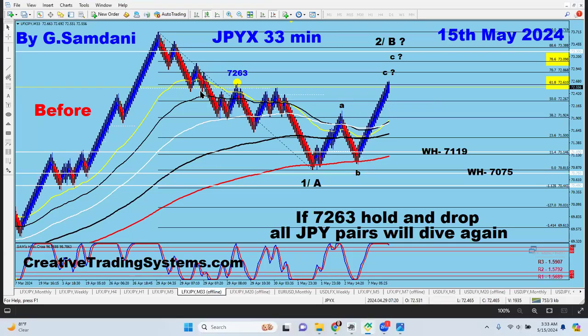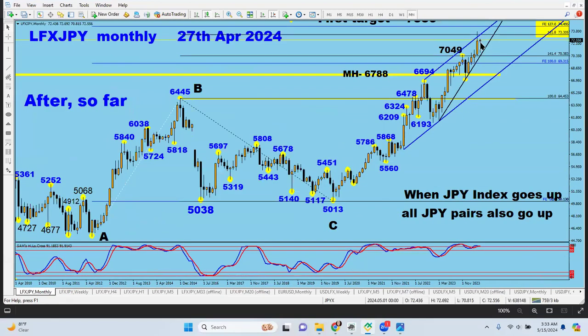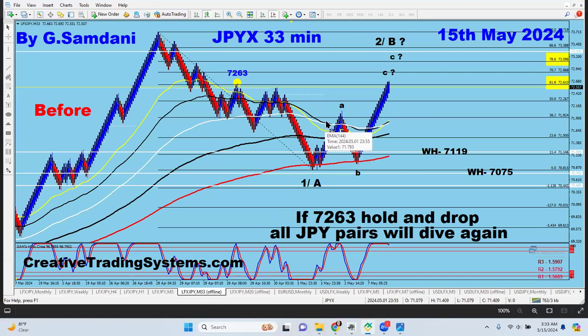You see that it dropped here from the top, and then it went up, making this pattern here. A, B, C correction at 61%. This is the high here that reacted before 72.63. So that's why I wrote down here, if 72.63 holds and we drop from there, all yen pairs will dive again.